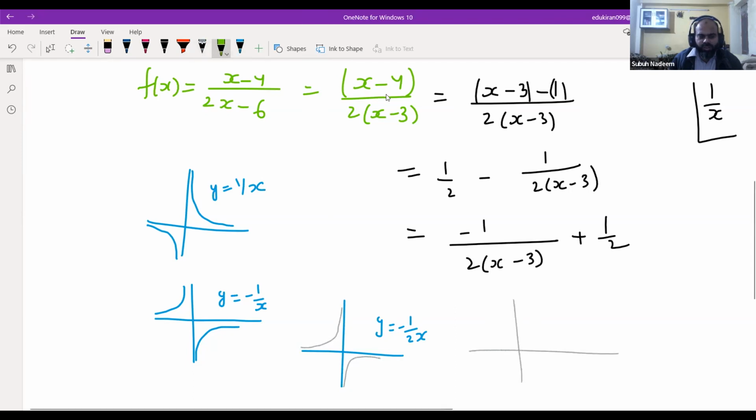And then minus 1 by 2(x minus 3). So this has got shifted by 3 units along the x-axis. So this is x equals 3. So the graph now goes like this. This and this.